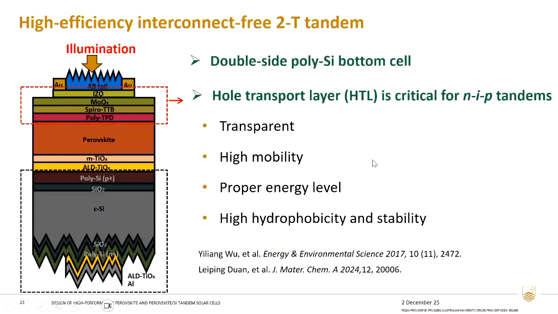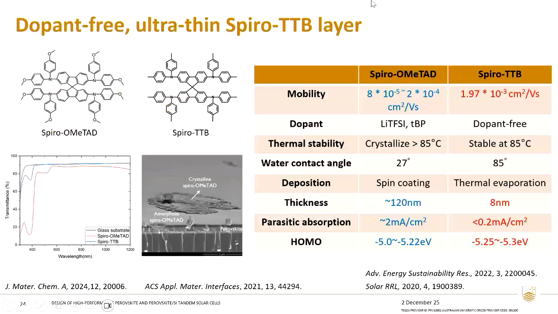So this structure is very attractive because it not only simplifies the cell structure, but also enables high efficiencies. The high efficiency has been proven through, again, improvement of both subcells. For example, we implemented the double-side polysilicon into the tandem structure. We also replaced the very absorptive spiro-OMeTAD with a very transparent and high efficiency spiro-TTB hole transporter material.